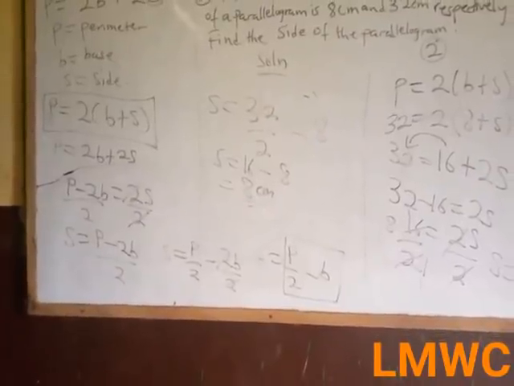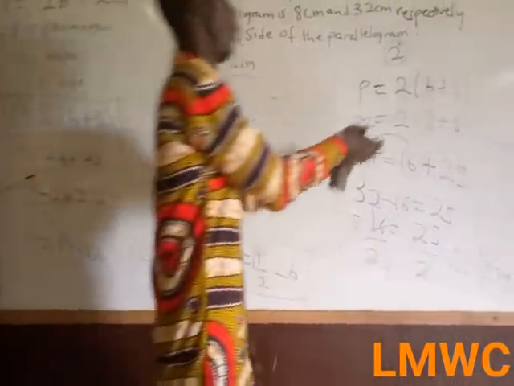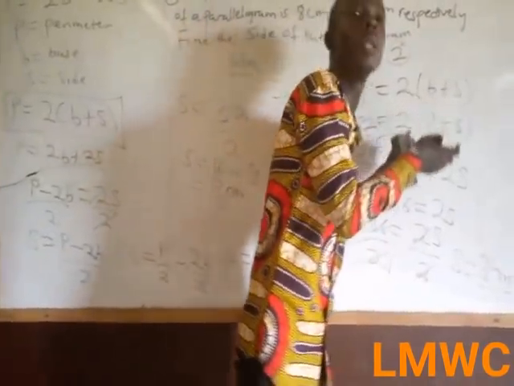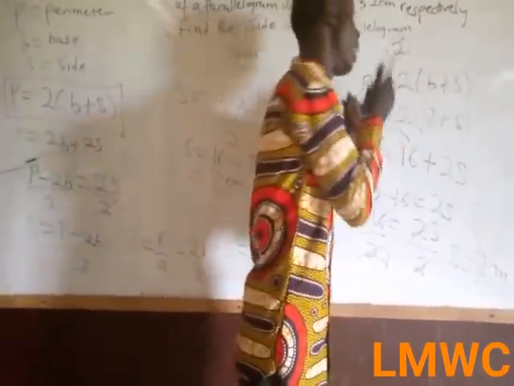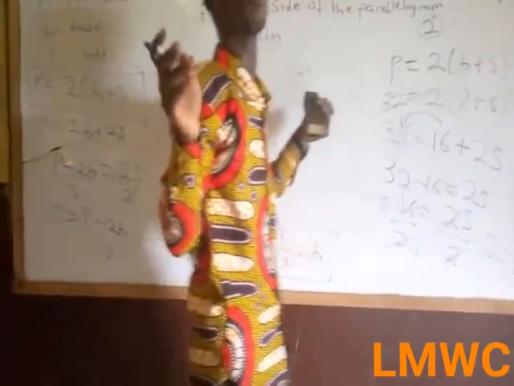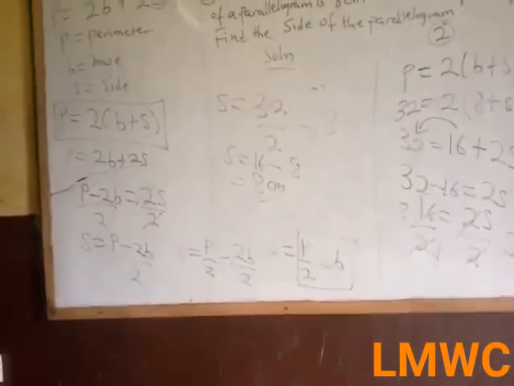But if you don't want any problem, once you know the perimeter of a parallelogram formula, elimination or substitution becomes what? Simple. But the formula approach is simple once you know the formula.